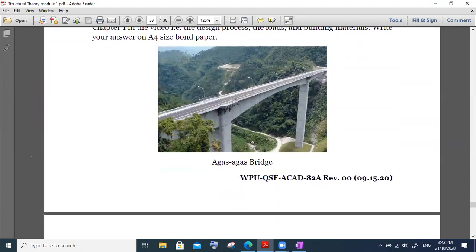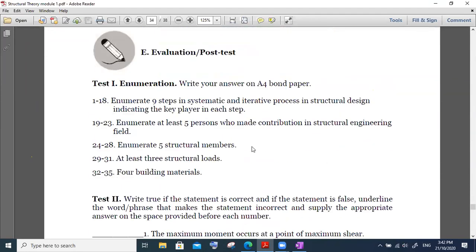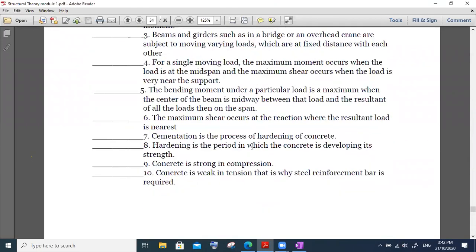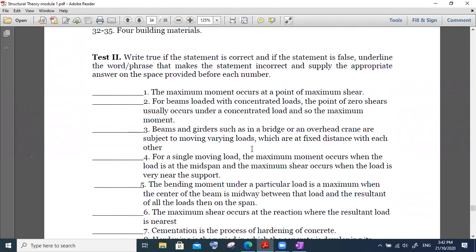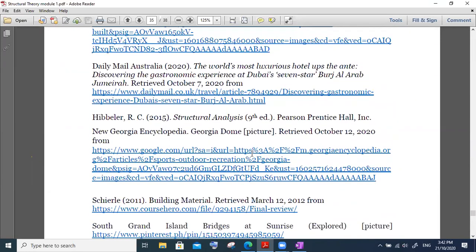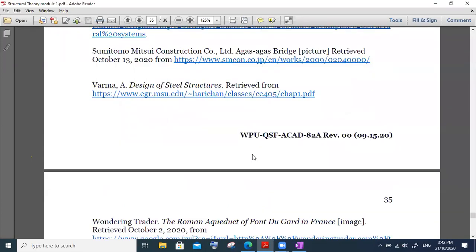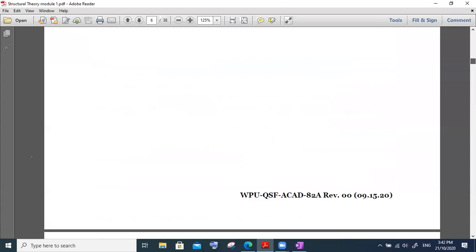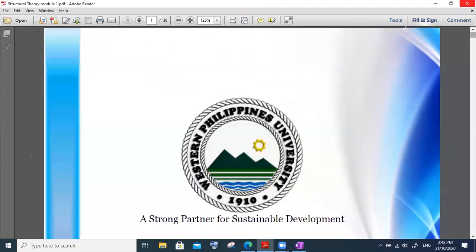Mag-a-announce na lang ako. For evaluation post-test, madaling sagutan. Huwag mangopya sa loob. Be honest. No? So, madali lang ito. Kayang-kaya. References, kung gusto nyo pang magbasa. No? So, ito yung gagamitin natin. Ayan. Okay, so that's it for our chapter 1. May tanong ba? Pwede na kayo mag-on ng cam and mic.